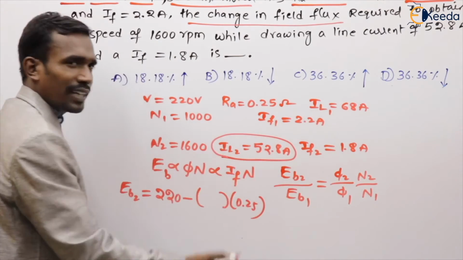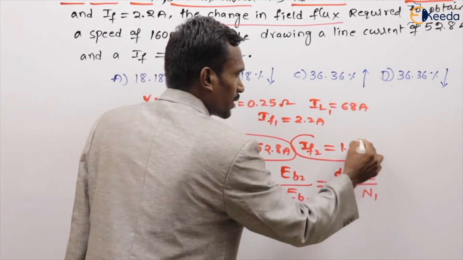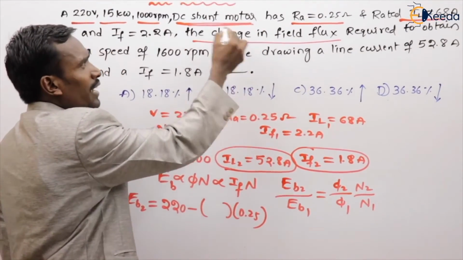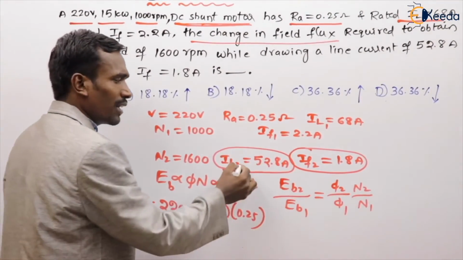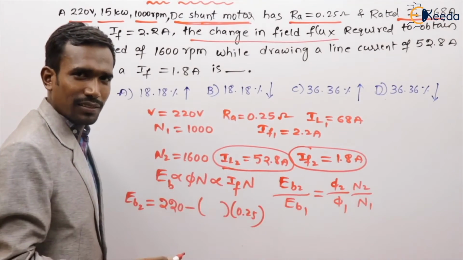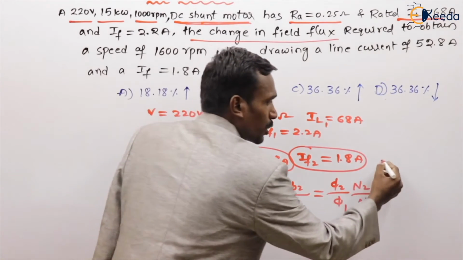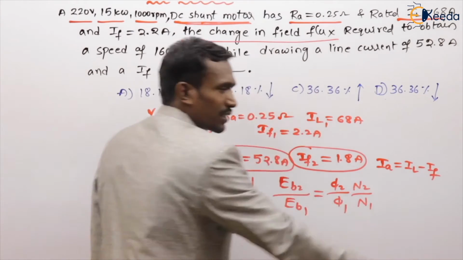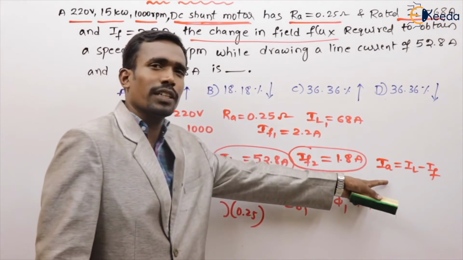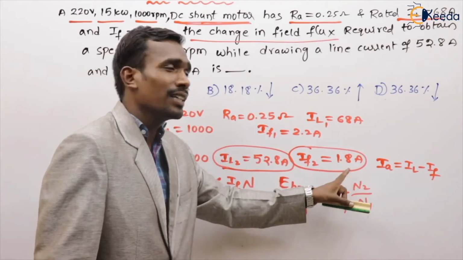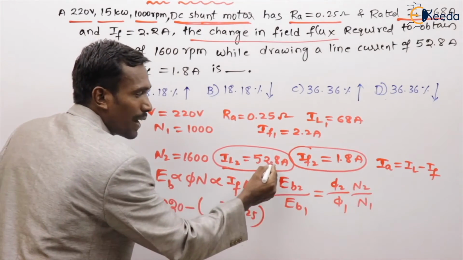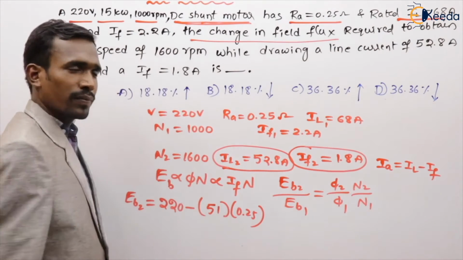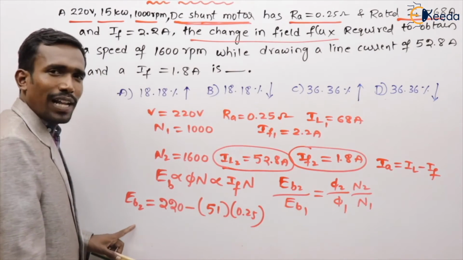Here, the line current and field current are given. This is a DC shunt motor. In a shunt motor, what is the relation between line current, field current and armature current? In a shunt motor, armature current is equal to line current minus field current. So tell me what is the armature current? 52.8 minus 1.8, so its value is 51. Then you can get the EB2 value.